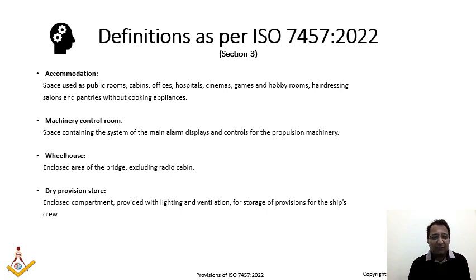So let's come to the next one. The machinery control room is a space containing the system of main alarm displays and controls for the propulsion machinery. There is a propulsion and thruster system by which the ship moves forward or turns left, right, or whatever. For these thrusters, we need control panels or control systems, and electrical panels are kept in one particular room. That is nothing but a machinery control room.